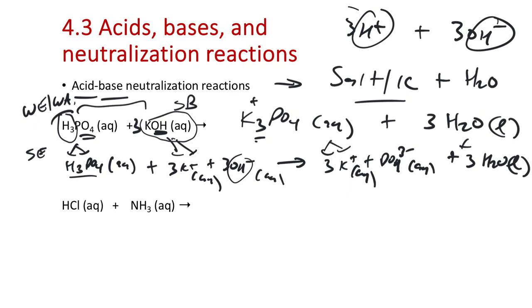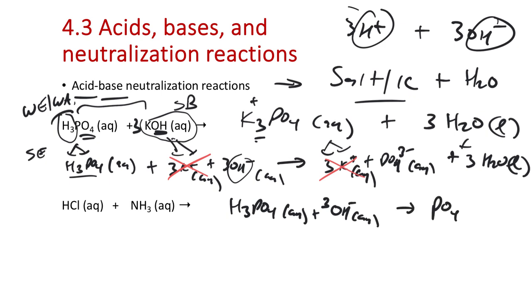And so then what I can do is I can cancel out anything that happens to be the same on both sides. Now, this doesn't mean that the potassium ion disappears from the equation or the problem or the solution. It just means it's not part of the net change. And so the net change, the net ionic equation here would be H3PO4 AQ plus OH minus, 3 of them, AQ, forms PO4 3 minus AQ, plus 3 water.